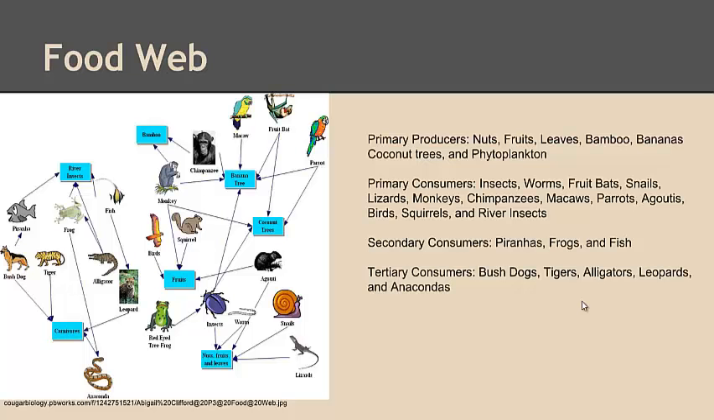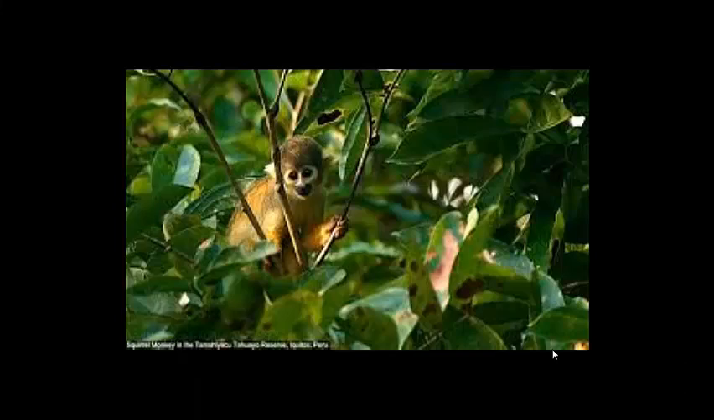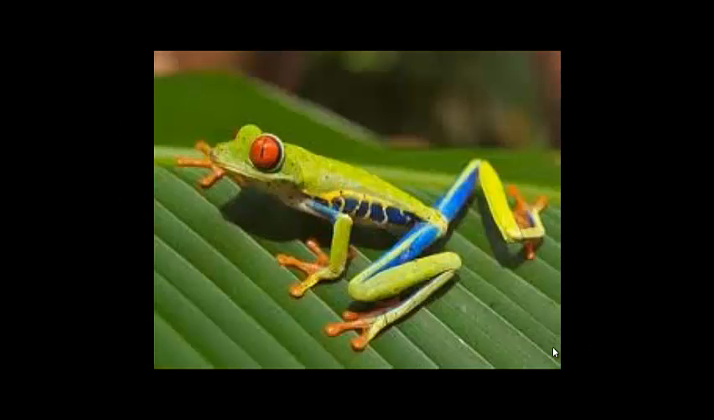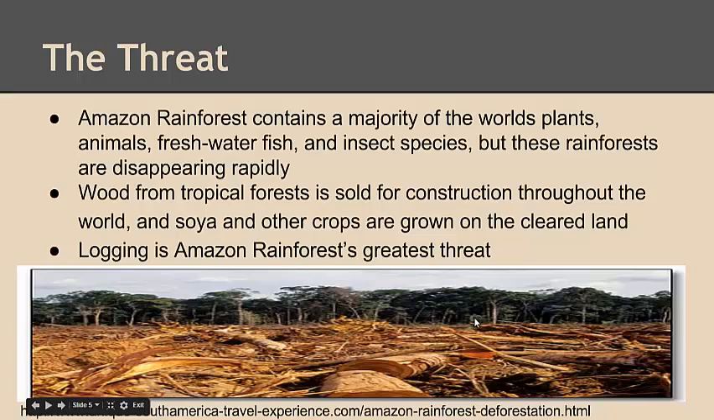Next, you'll learn about why the Amazon rainforest is in danger. We will now introduce the main threat that harms the Amazon rainforest. The threat. Today, we know that the Amazon rainforest contains a majority of the world's plants, animals, freshwater fish, and insect species. But rainforests like the Amazon rainforest are disappearing rapidly.